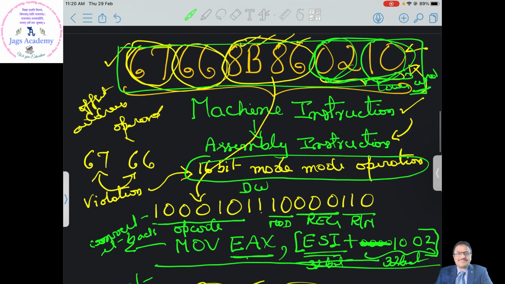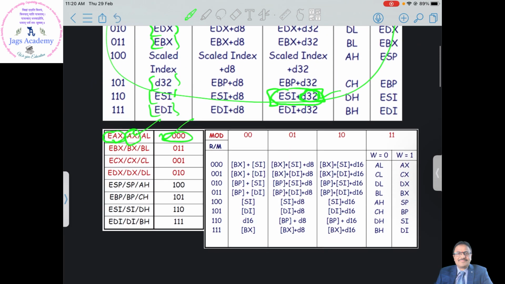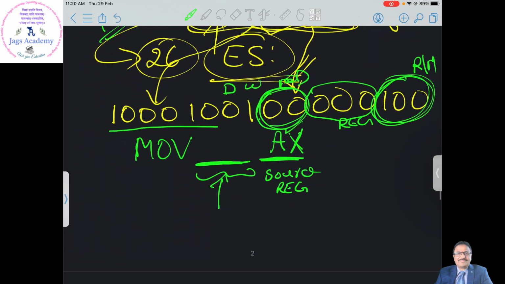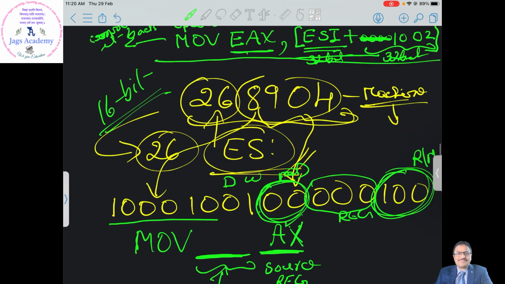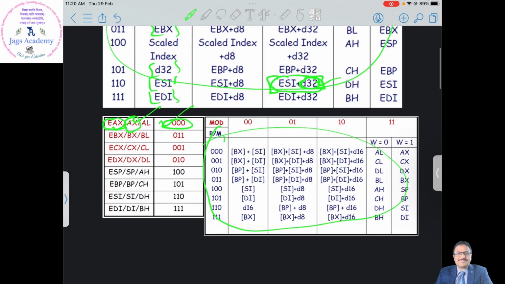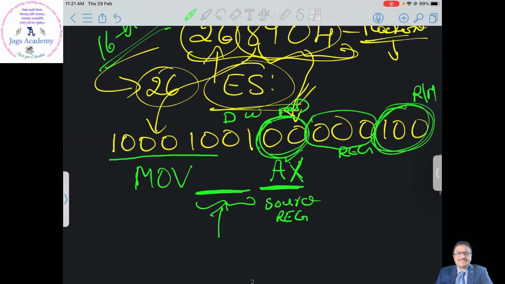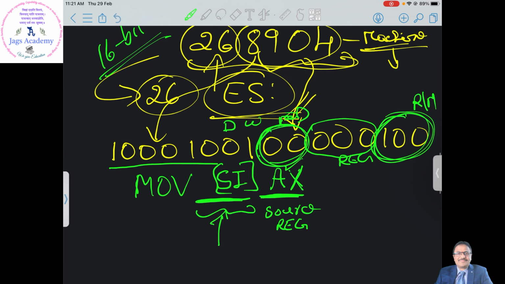Right. Now, 16-bit mode of operation, you refer to this table. Now, corresponding to mode bit 00 and R by M 100. See, mode bit 00, R by M is 100. See here. Mode bit is 0, R by M is 100. It is corresponding to SI. So, what is going to come here? What is going to come here is SI.